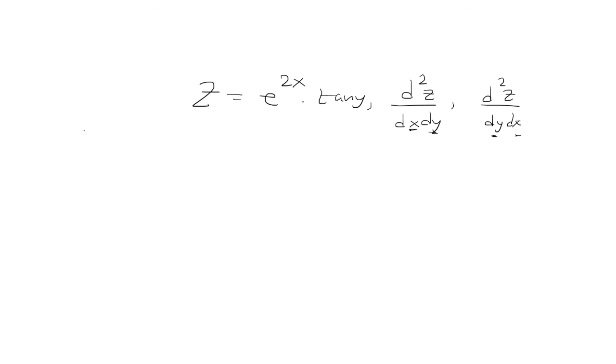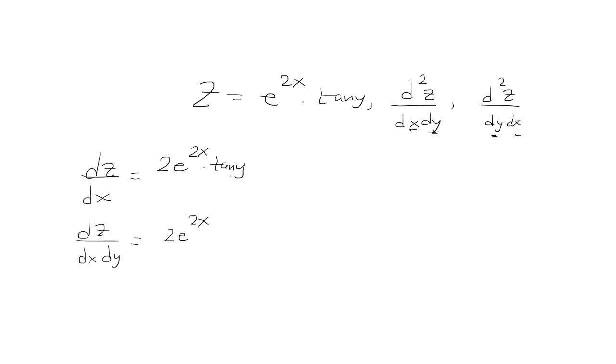Okay, so let's do dz dx first. The derivative of e to the 2x is 2 times e to the 2x. And then we'll multiply that by tangent y. Now we want to take the derivative of our previous answer with respect to y. So you treat 2e to the 2x as a constant. The derivative of tangent y is just secant squared y.